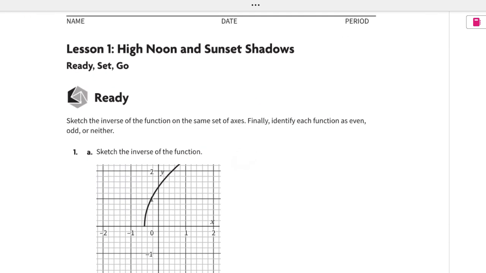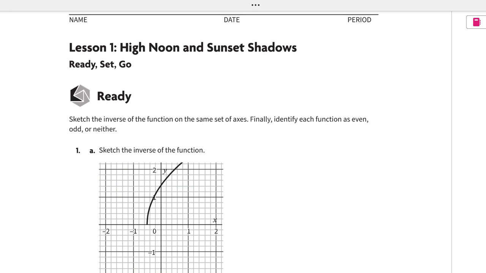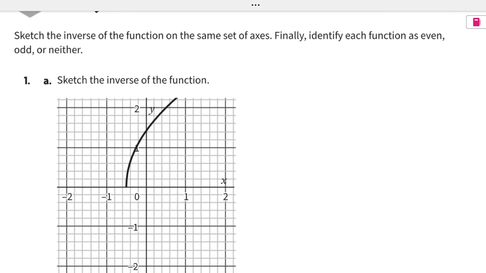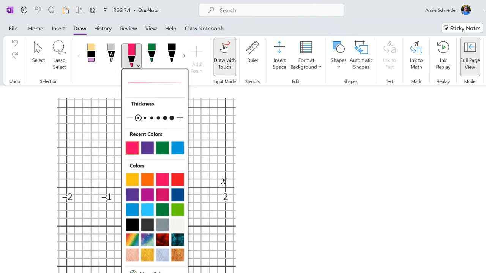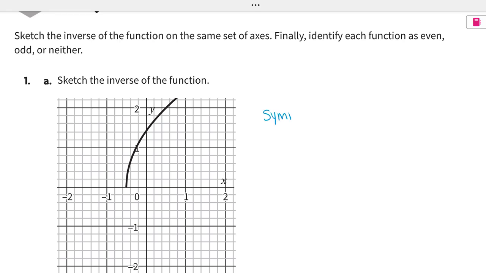Ready, set, go. So it says sketch the inverse of the function on the same set of axes. Finally, identify each function as even, odd, or neither. So if we want to sketch the inverse, remember inverses are symmetric over y equals x. So I'm going to graph that first. Y equals x. Let's show this line of symmetry.